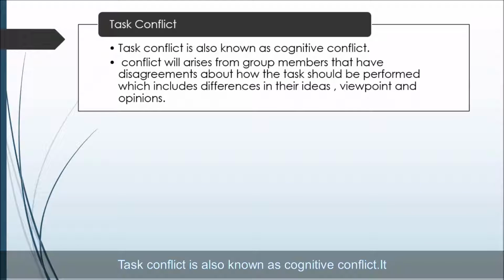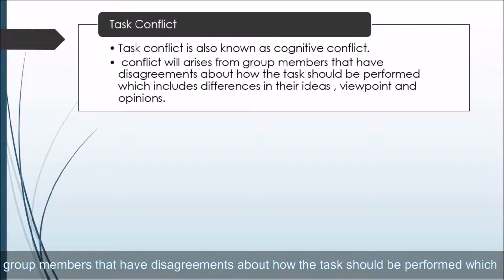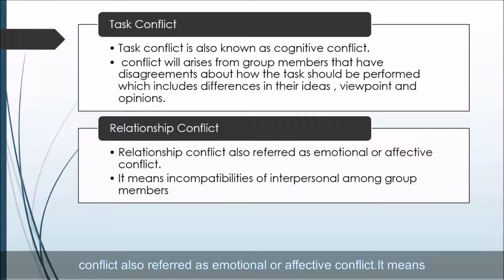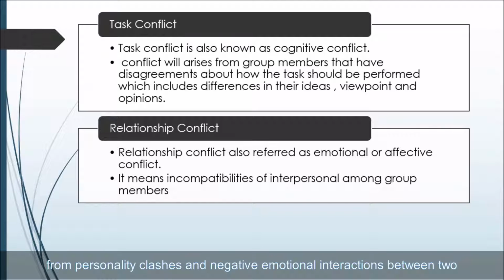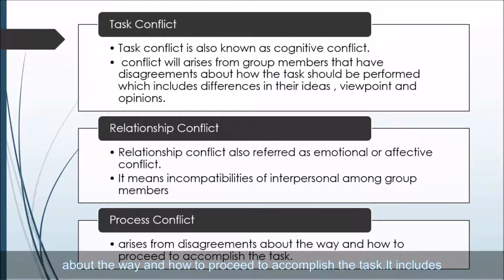Task conflict is also known as cognitive conflict. It focuses on the content of the task at hand and how conflict will arise from group members. They have disagreements about how the task should be performed, which includes differences in their ideas, viewpoints, and opinions. Relationship conflict is also referred to as emotional or affective conflict. It means interpersonal incompatibilities among group members, which typically result from personality clashes and negative emotional interactions between two or more group members. While process conflict arises from disagreements about how to proceed to accomplish the task, it includes the conflict in the actual process and allocation of resources for the task.